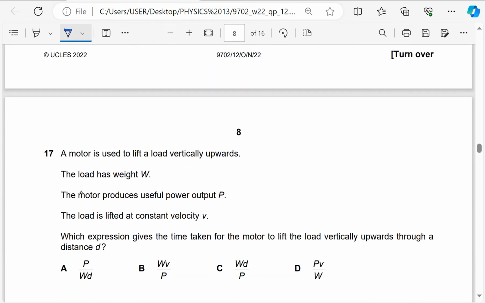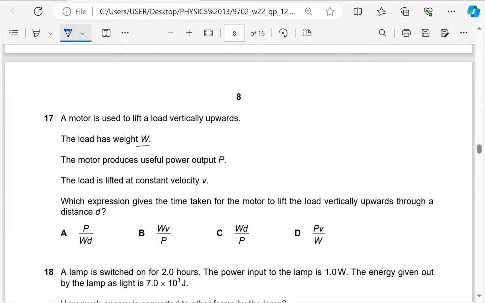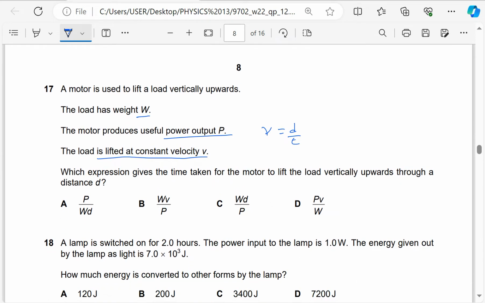A motor is used to lift a load vertically upwards. The load has a weight W. The motor produces useful power output P. The load is lifted at a constant velocity V. So because the velocity is constant, V is equal to distance over time, or distance is V times time because the speed is constant. Which expression gives the time taken for the motor to lift the load vertically upwards through a distance D?